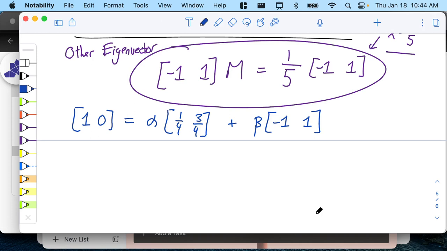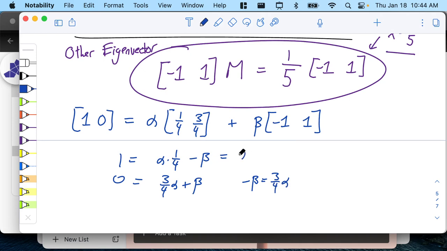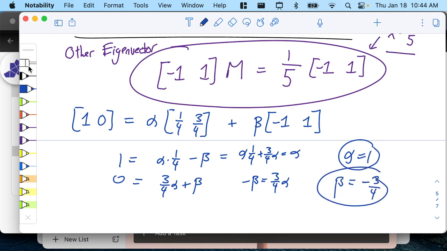All right, let's write down the equation. So 1 equals alpha times a quarter minus beta, and 0 equals 3 quarters alpha plus beta. The second equation says that minus beta equals 3 quarters alpha. And if minus beta equals 3 quarters alpha, then 1 equals alpha times a quarter plus 3 quarters alpha, which is alpha. So alpha is just 1, and beta equals minus 3 quarters. Okay, so great, that's the equation.